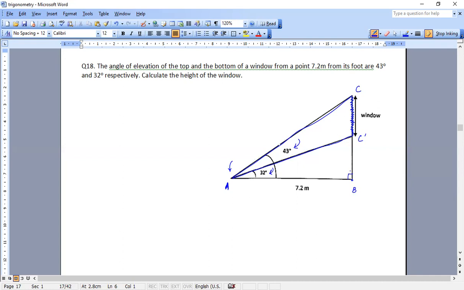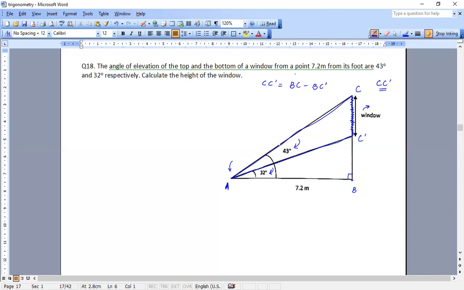So what we have to do is calculate the height of the window. In easier words, I have to calculate the length of CC dash. Definitely CC dash is a side of a triangle which is not a right angle triangle, so I cannot find that length directly. What I am going to do is calculate the length of BC and then subtract the length of BC dash. From that, I'll be left with CC dash.